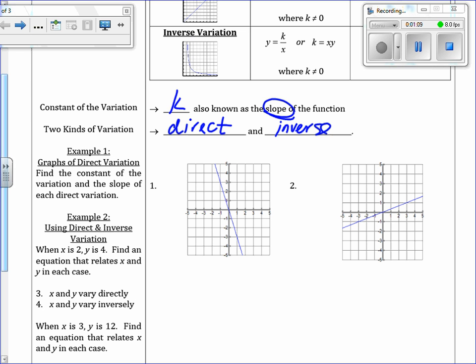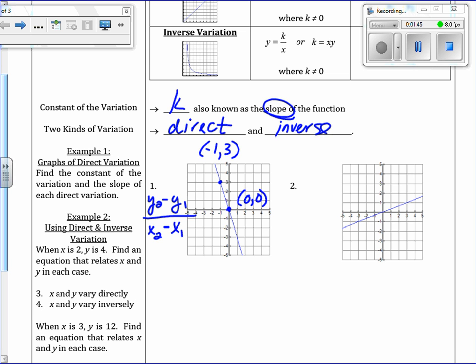basically, you're doing the exact same thing. The constant of the variation is our slope. So I'm going to say y2 minus y1 all over x2 minus x1. I have a point here which is negative 1, 3, and of course I have 0, 0.